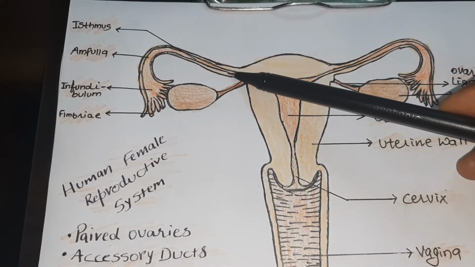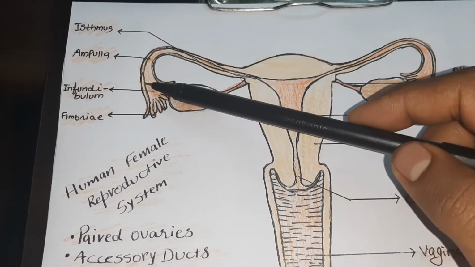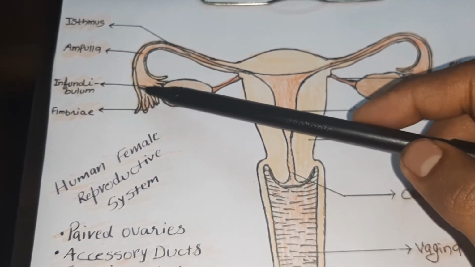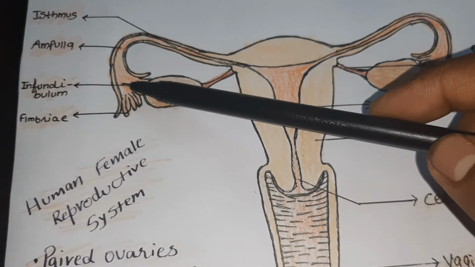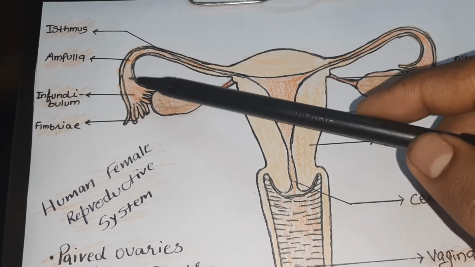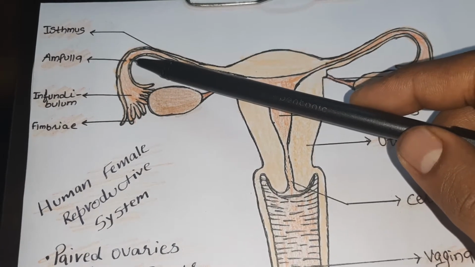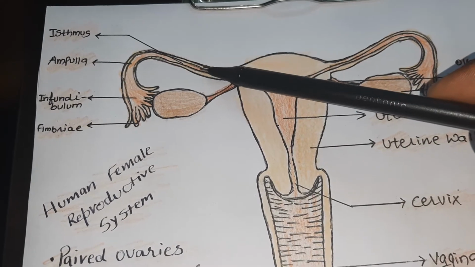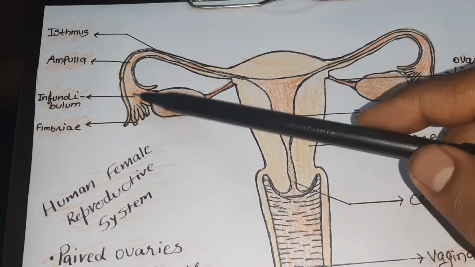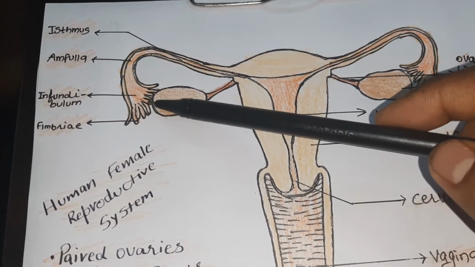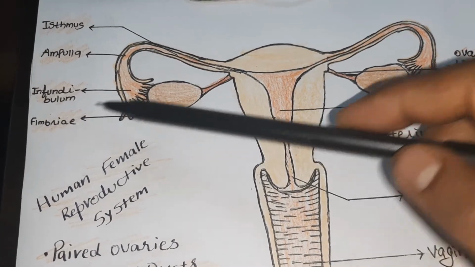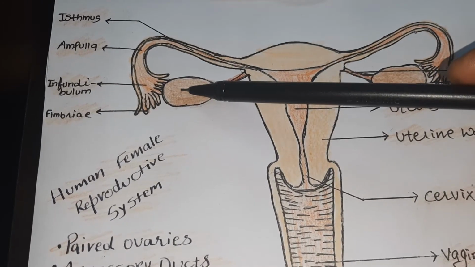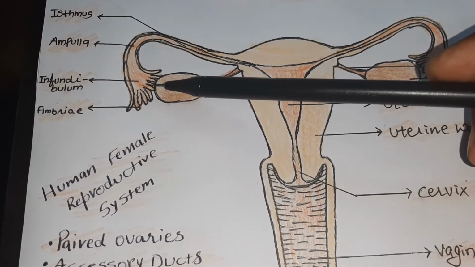Dear students, if you look at this diagram, you will find that in fallopian tube, there are basically three parts. This funnel-like structure we call infundibulum. Then there is a swollen part which we call ampulla, and there is a long portion which we call isthmus. At the end of the infundibulum, there are finger-like structures which we call fimbriae. Fimbriae help to collect the ovum released by the ovary every month.